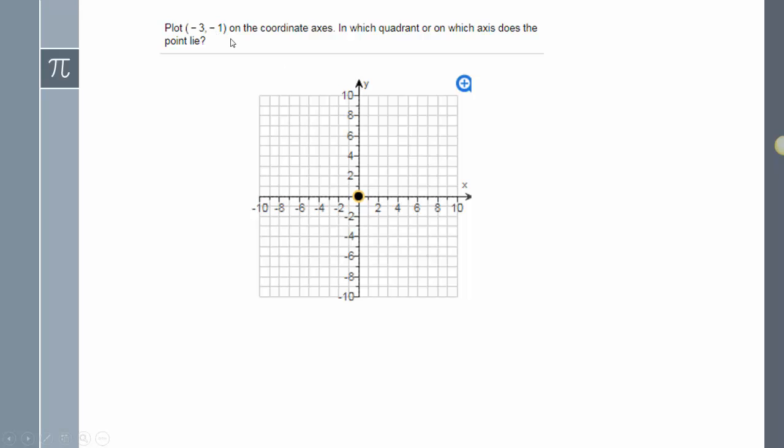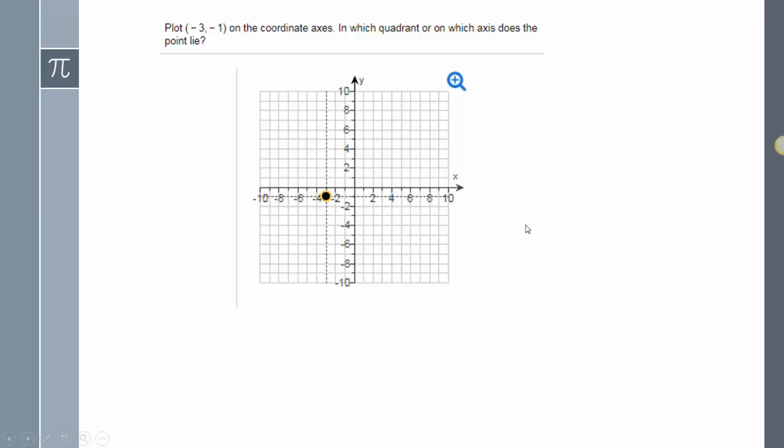Plot the point -3, -1 on the coordinate axes. So you start here, you go horizontally first, over 3, and down 1. And there's my point, and this one happens to be in quadrant 1, 2, 3.